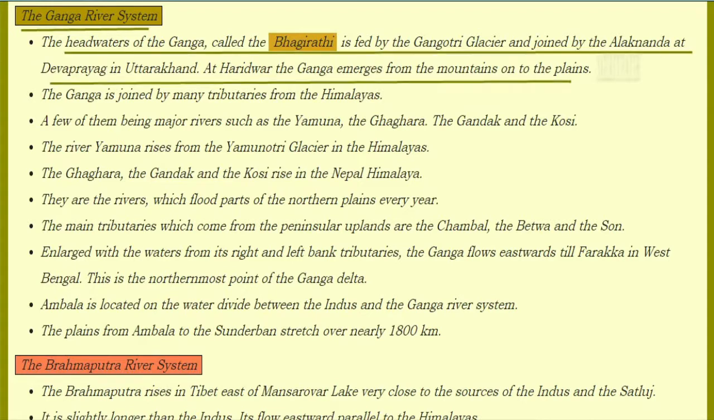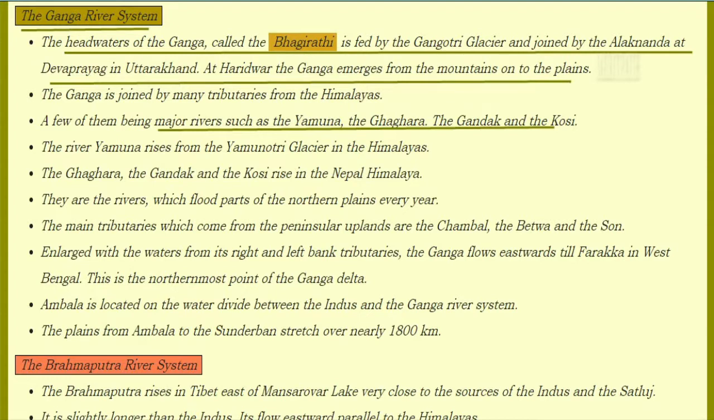Next is Ganga river system. Headwaters of the Ganga, known as Bhagirathi, is fed by the Gangotri glacier, which is joined by the Alaknanda at Devaprayag in Uttarakhand, and at Haridwar, Ganga emerges from the mountains onto the plains. Ganga is joined by many tributaries from the Himalayas. Major tributaries are rivers such as Yamuna, Ghagara, Gandak and Kosi.